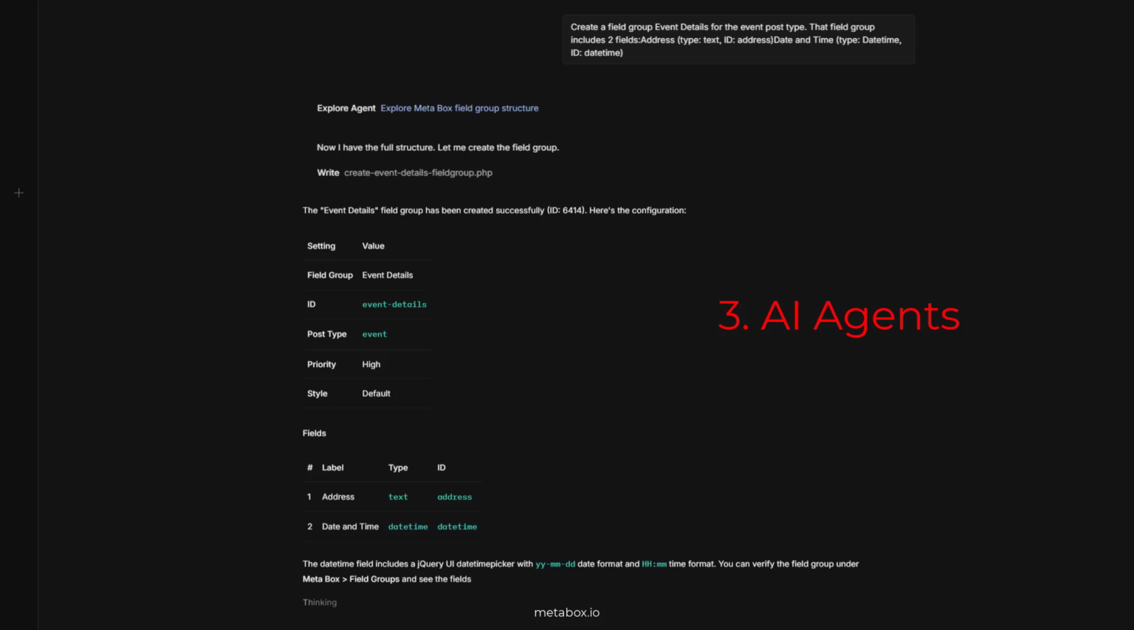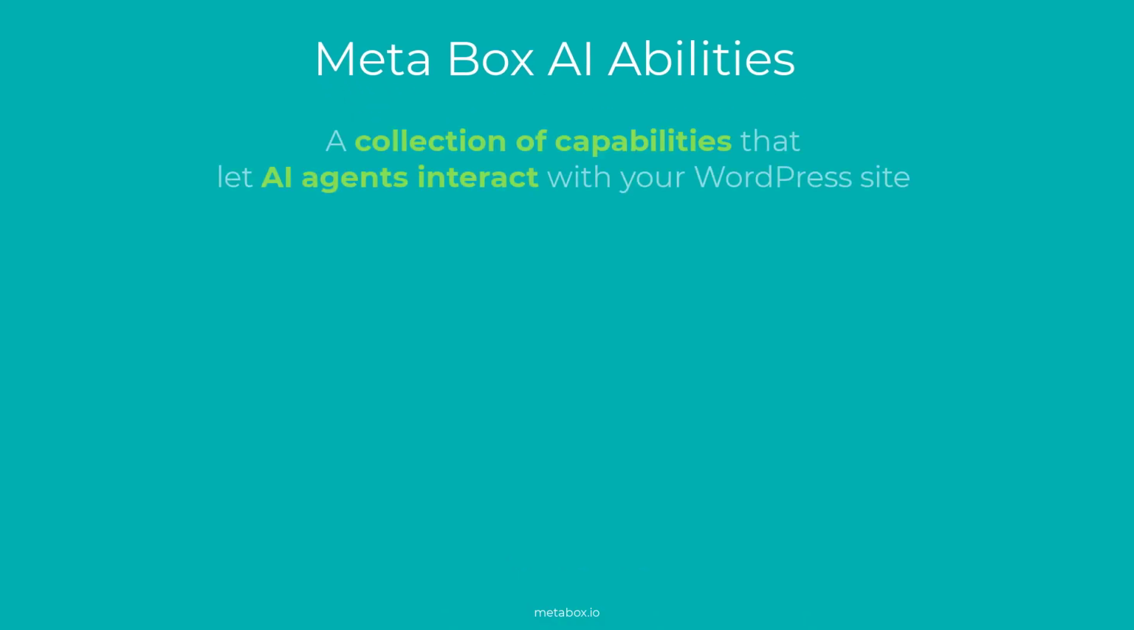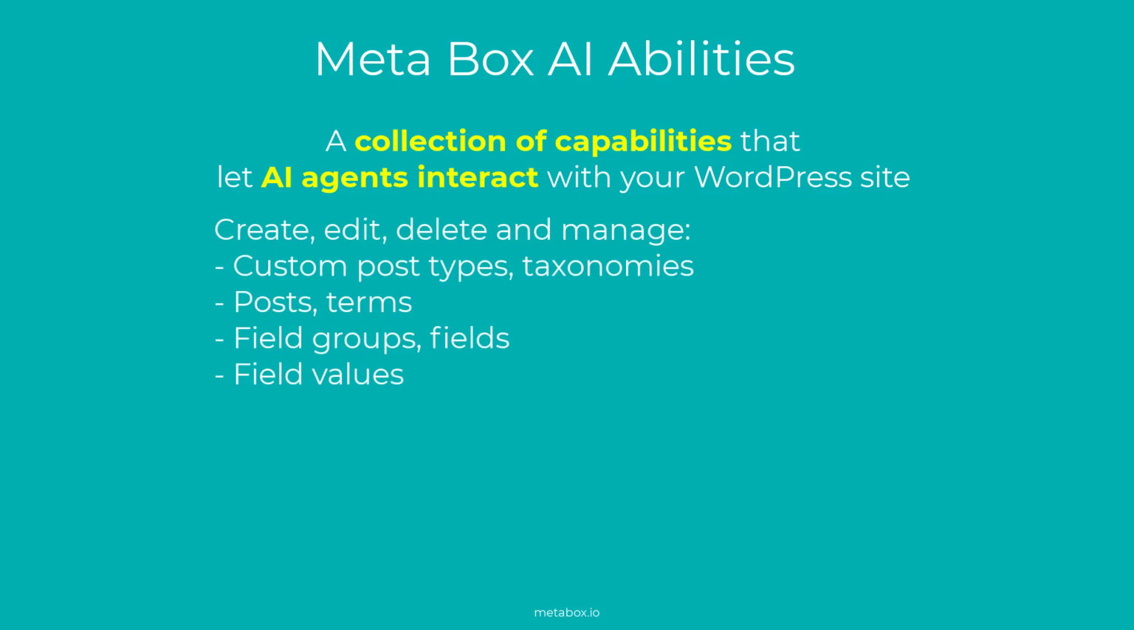First of all, let me introduce what MetaBox AI abilities are. They provide a collection of capabilities that AI agents can use to interact with your WordPress site via the Abilities API, including creating, editing, and deleting custom post types, custom taxonomies, posts, terms, field groups, and field values. The AI agents I mentioned here can be OpenCode, Cursor, or any compatible AI assistants. For demonstration, I will use OpenCode throughout this guide. In the case that you use another tool, the prompts and outcome remain the same. Now, it's time to explore it.